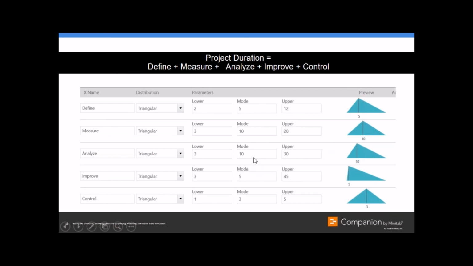One of the questions I got was, why am I using the mode versus the mean? For the triangular distribution, we define it using the lower, the upper, and the mode. If I'm using other probability distributions like the normal distribution, then of course we'd use the mean to define that. So it just really depends on what distribution you're looking at and what some of those assumptions are.